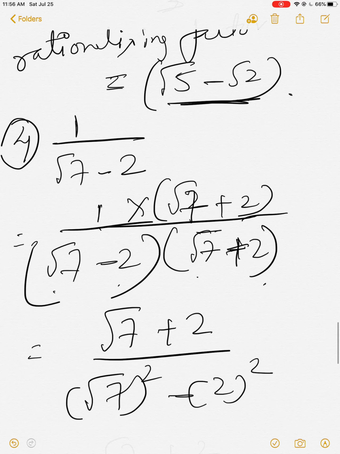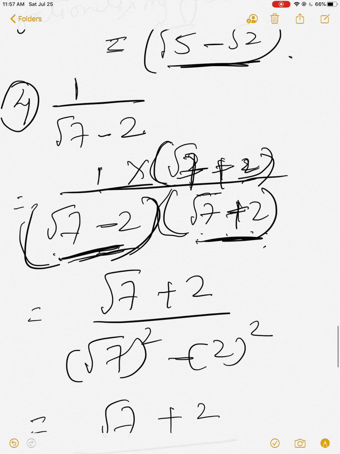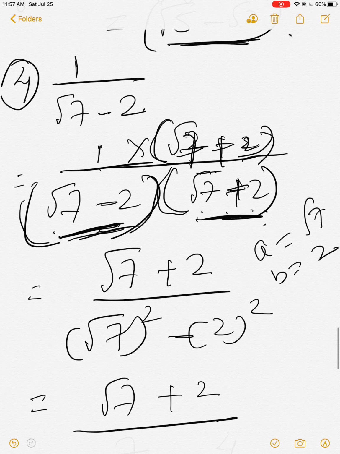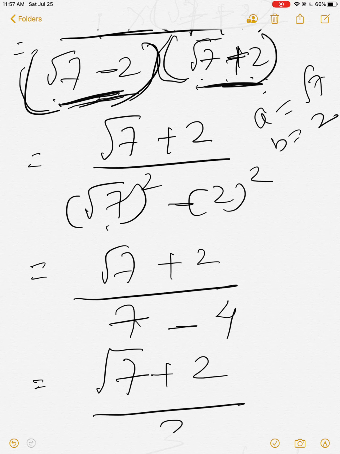Now 1 upon root 7 minus 2. So root 7 minus 2 is the binomial. To rationalize it, multiply by root 7 plus 2. Again the numerator is also multiplied by root 7 plus 2. Now this is a minus b, a plus b. Again we can write it in a square minus b square form, where a is equal to root 7 and b is equal to 2. So a square, root 7 square, is equal to 7. Here it is not root 2, it is 2 square. 2 square is equal to 4.